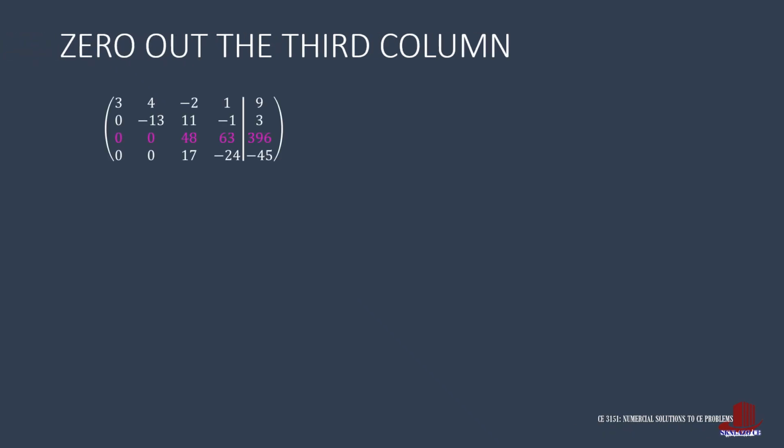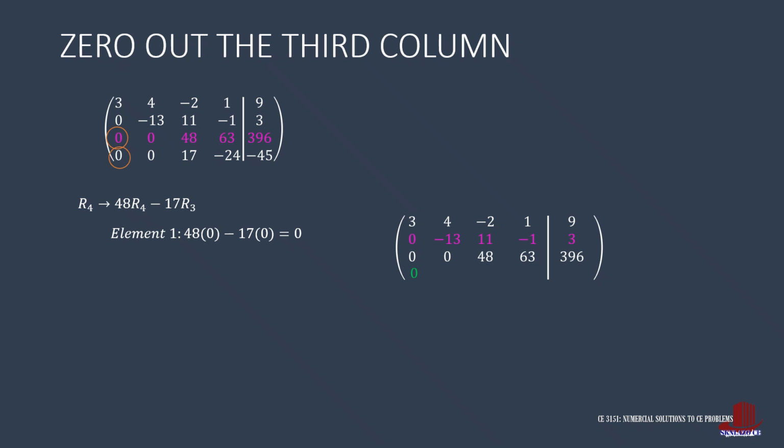To complete the upper triangular matrix, we still need to zero out one element at the bottom of column 3. This is done by using row 3, and the row operation is 48 of row 4 minus 17 times row 3. So the new row 4 then is transformed starting with the first element, having 48 of 0 minus 17 of 0, which is 0. The second element is 48 times 0 minus 17 of 0, also resulting to 0. The third element is 48 times 17 minus 17 times 48, which is then 0.